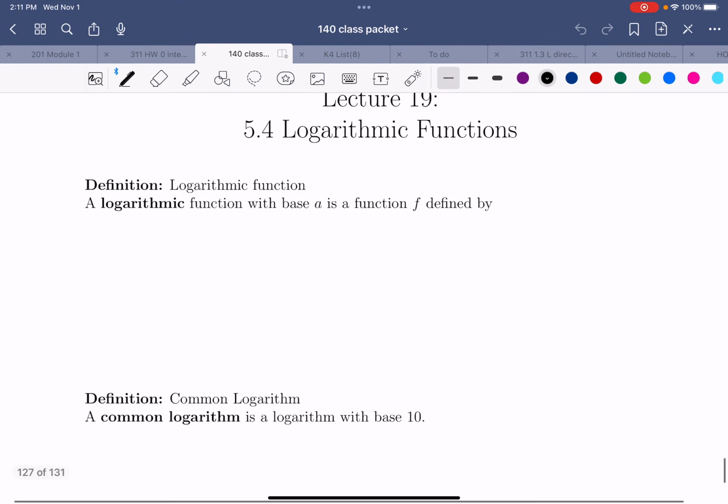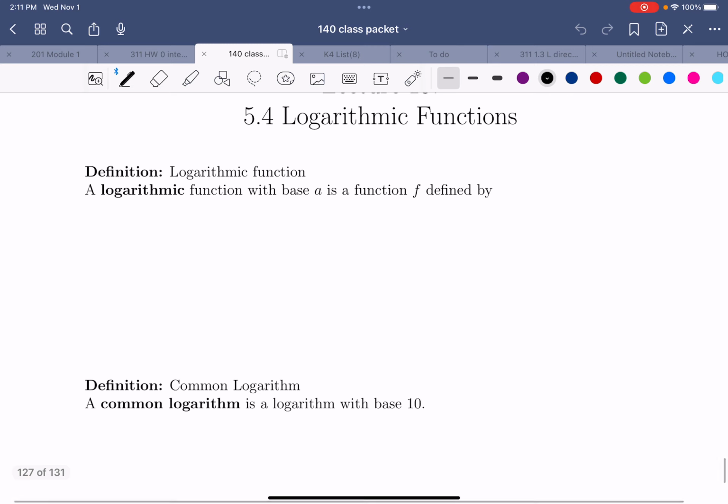Now we're going to talk about logarithmic functions, and logarithmic functions are the inverse functions for exponentials. So just like add and subtract are inverse operations, multiply and divide are inverse operations, square and square root, here exponentials and logarithms undo one another, okay? And that's kind of how we define it actually.